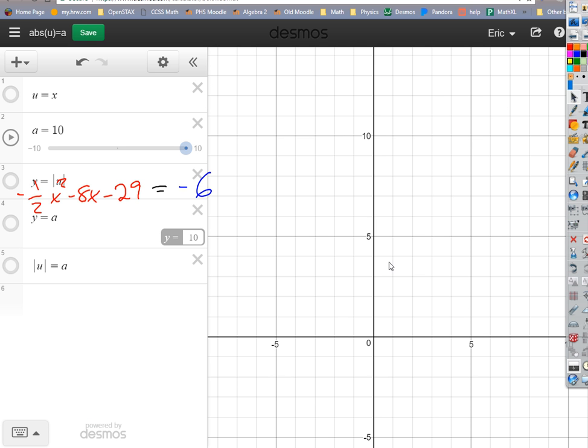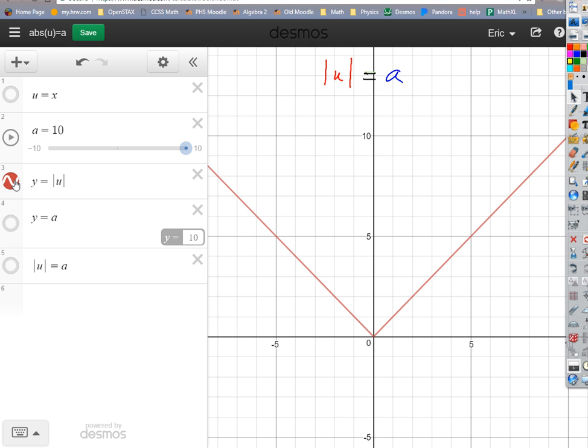Okay, so this time let's do the equation absolute value of u equals a. And a is just going to be some number. Let's see what these look like. Well, the absolute value of u, there's y equals the absolute value of u, right? Just an absolute value graph. What are the characteristics of that parent graph? We used it a ton. It's a V with the vertex where?